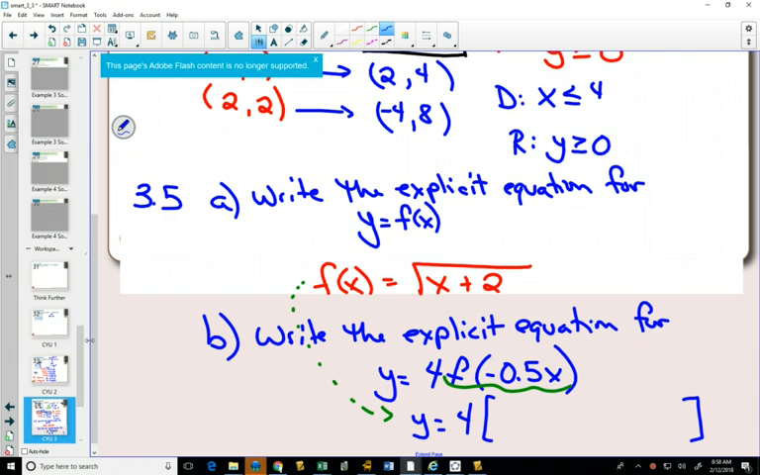So our original function had a square root of x plus 2, but instead of writing x, I'm now going to write negative 0.5x plus 2. And this is the explicit equation for the graph that we did in blue.